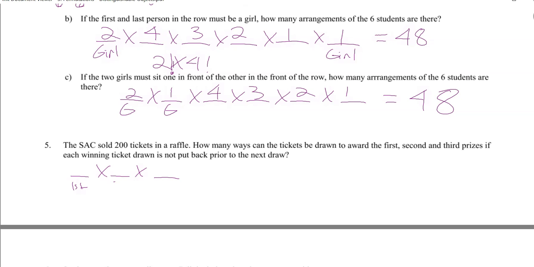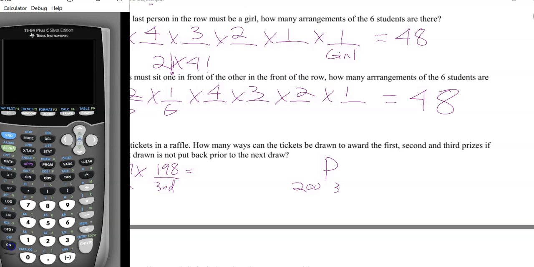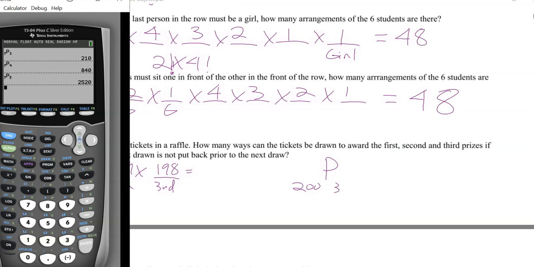So first place here, how many choices do I have for first place? Second place? Third place? Okay, so work that out. You can also say, I have 200 tickets. How many arrangements of 3 of them are there? Right? How many different ways are there to arrange 3? So here, 200 times 199 times 198, 7,880,400.